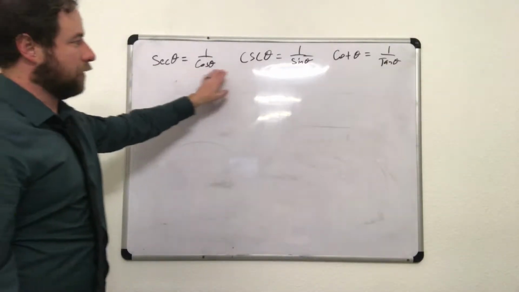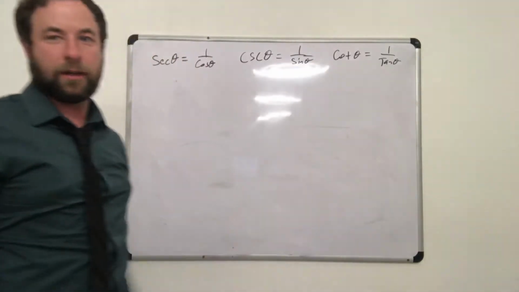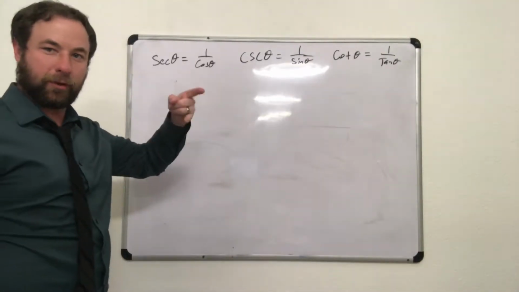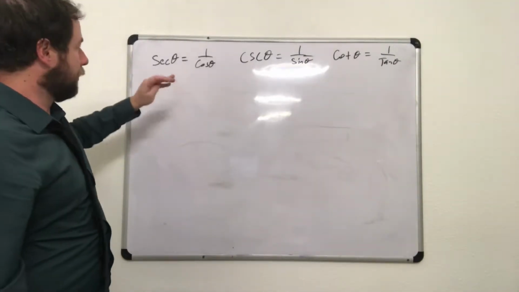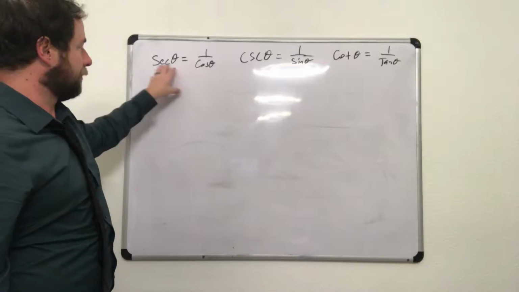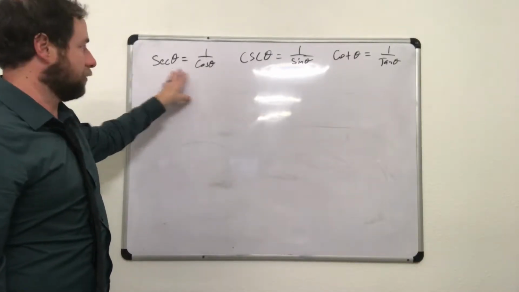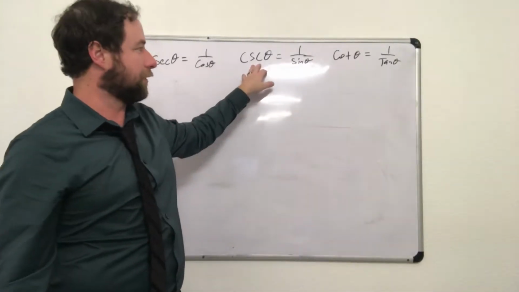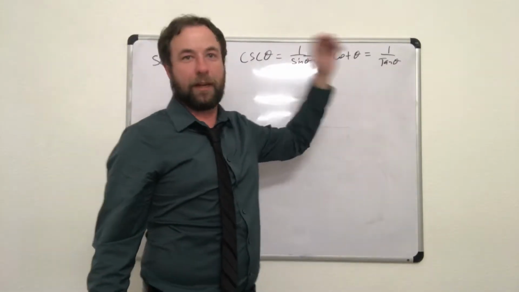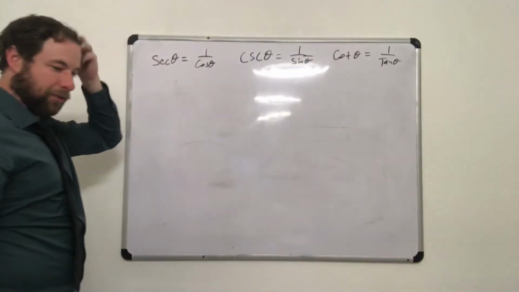And you guys know cosine, sine, tangent. What we're going to look at is the reciprocals of those, the flips of those. The reciprocal of cosine theta is secant theta, the reciprocal of sine theta is cosecant theta, and then the reciprocal of tan theta is cotangent theta.